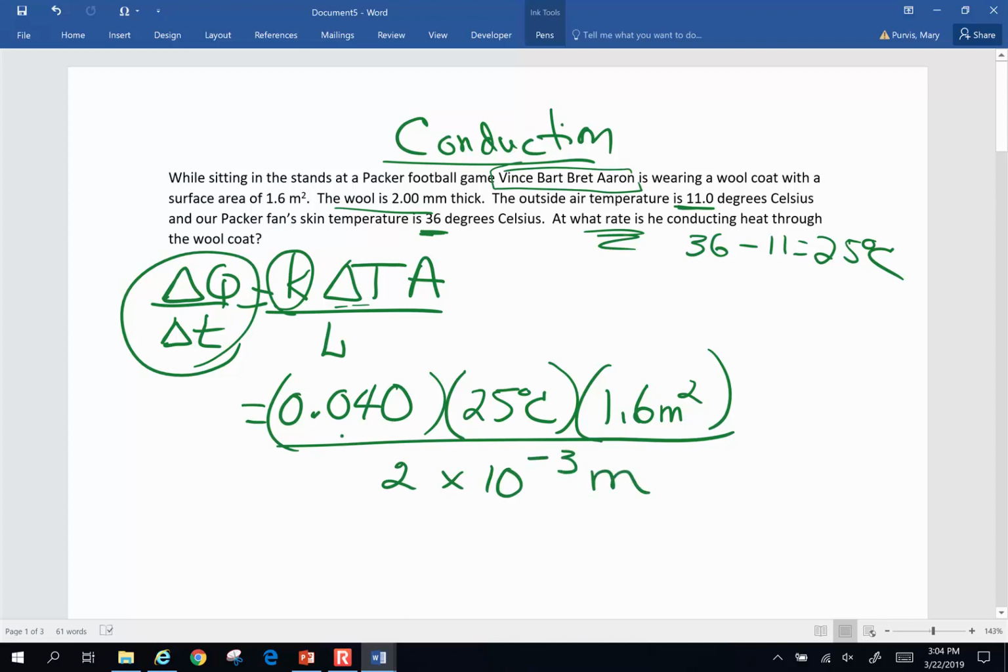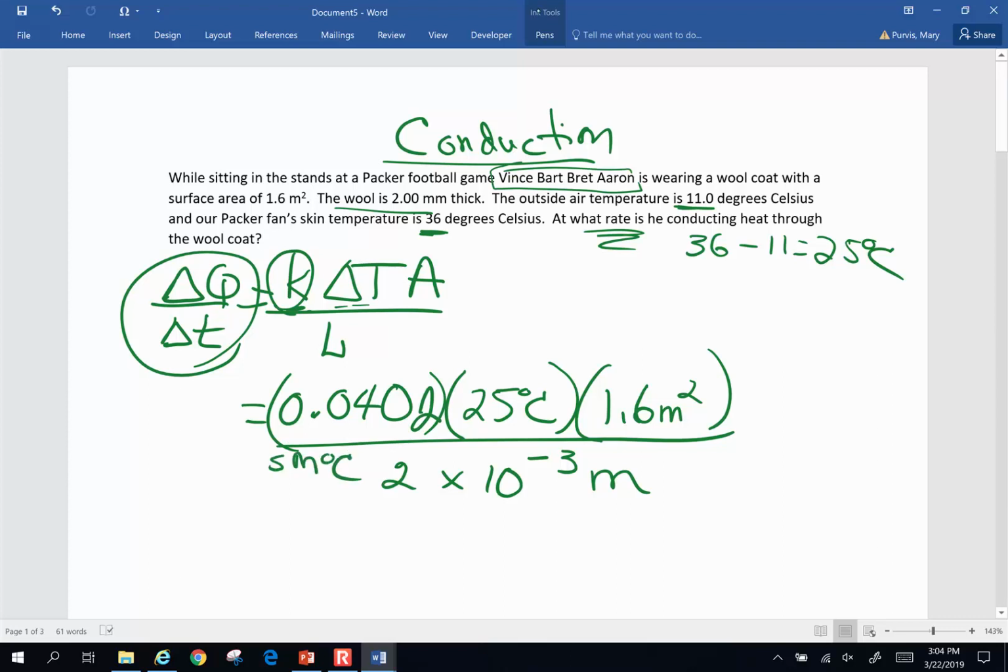And I better go back and find my units on my thermal conductivity constant. I was getting all cavalier here and didn't have it, so I'm going to look that up. It's going to take me a momento. Thermal conductivity constant. This is going to be joules per, on the bottom, seconds, meters, degrees Celsius.